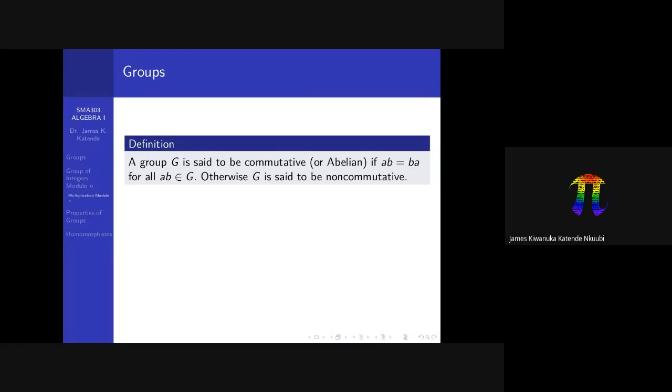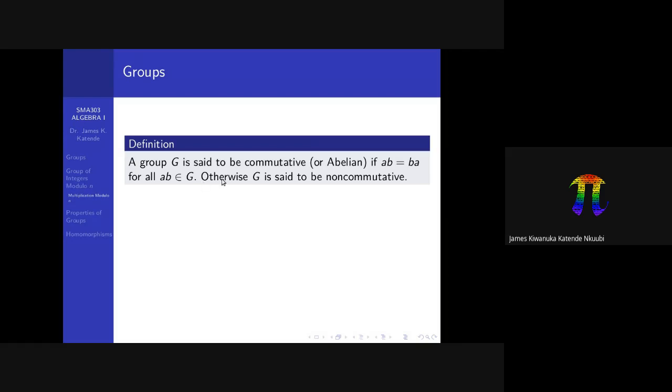A group G is said to be commutative, or sometimes abelian, if AB is equal to BA for any pair of elements in G. There should be a comma here. This is not a product. There should be a comma between A and B here. I will fix that before I share the slides.